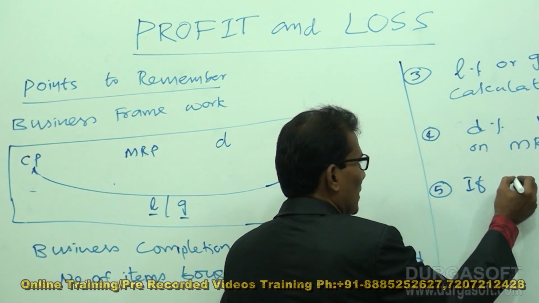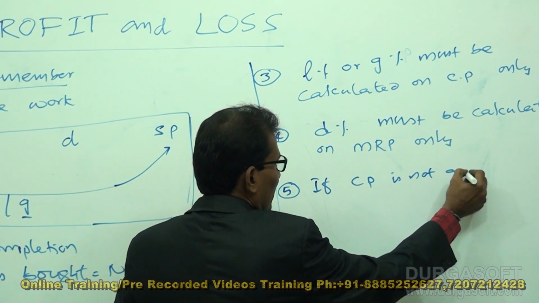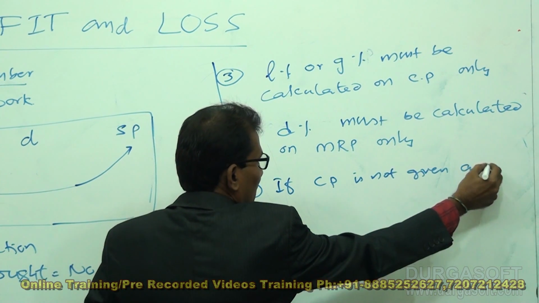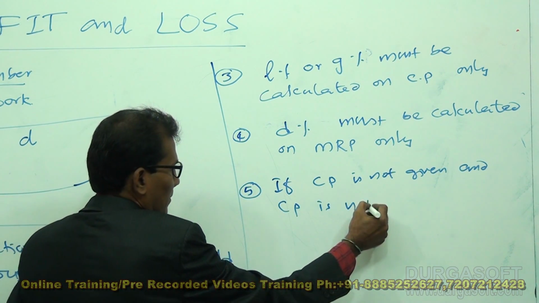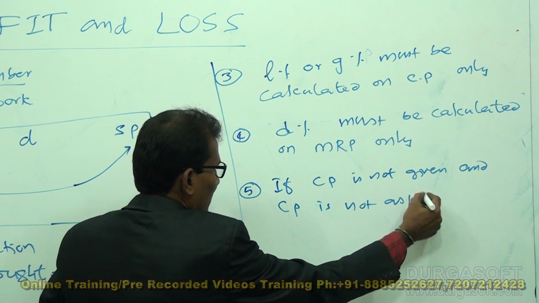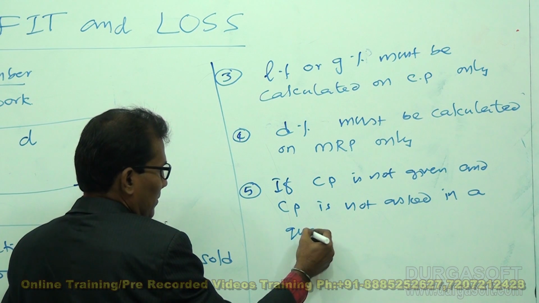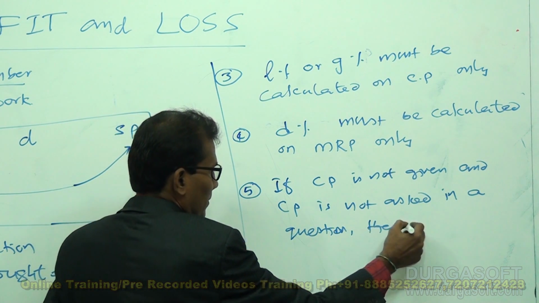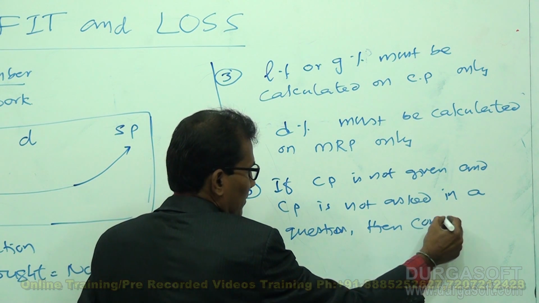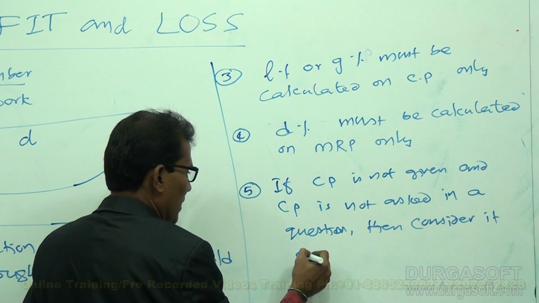If cost price is not given and cost price is not asked in a question, then consider it as 100.